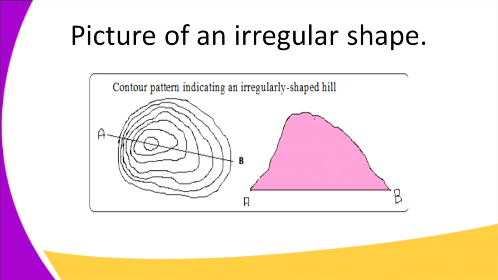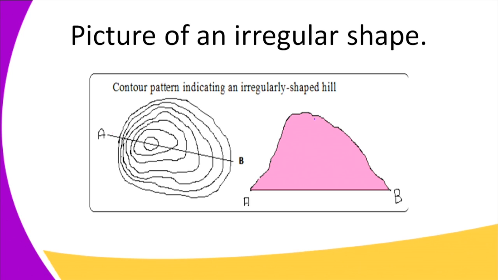On a topographical map, an irregular shape is represented by contour lines which form a circle, and on one side the contour lines will come together. That is, the coming together of these contour lines shows that it is a steep slope.